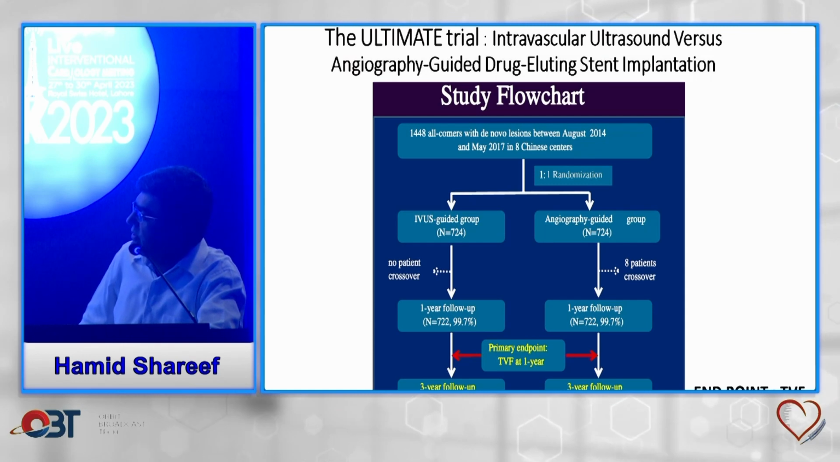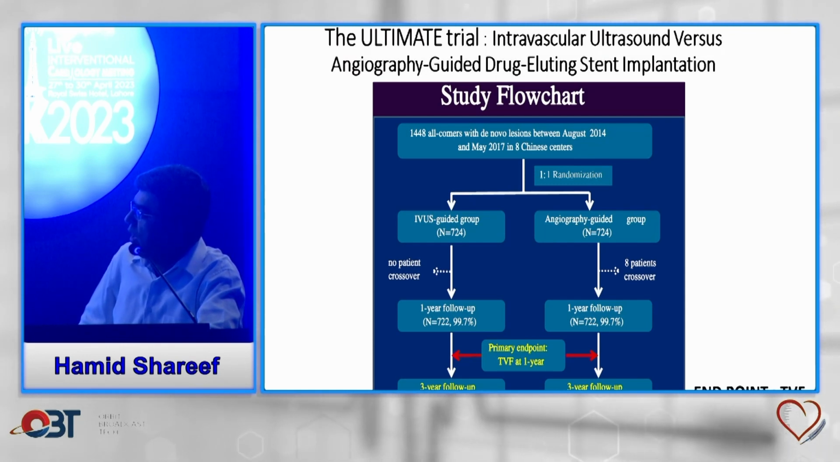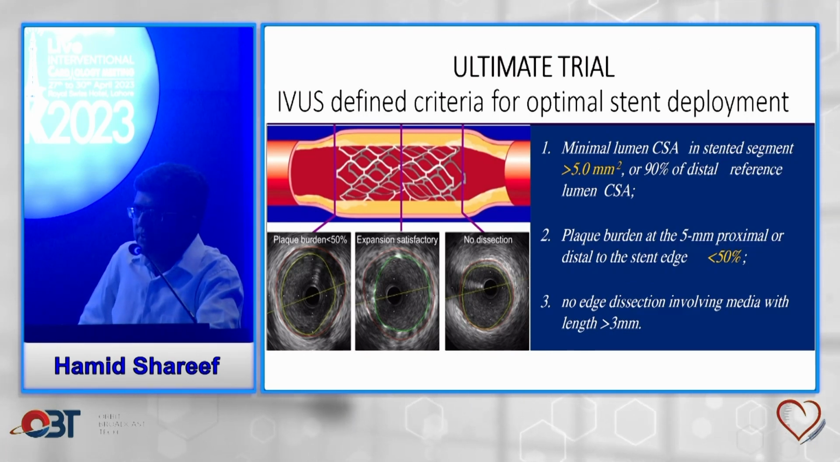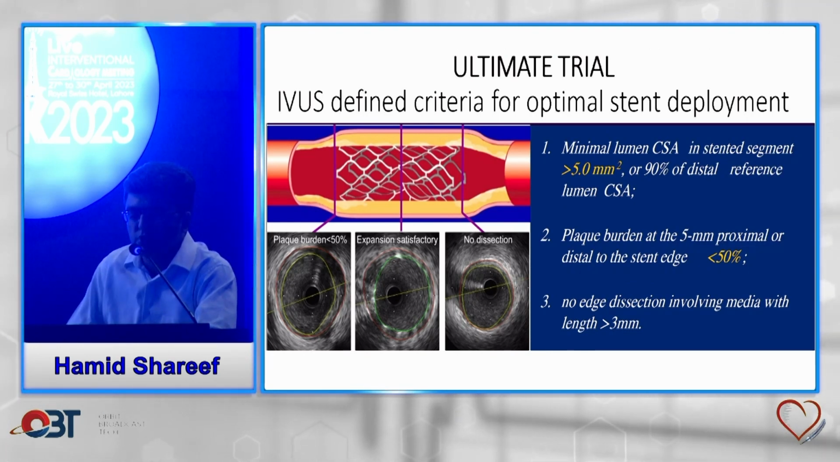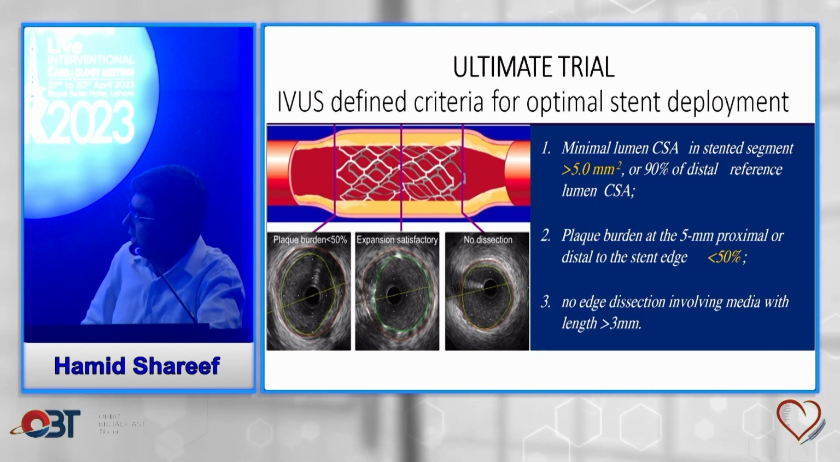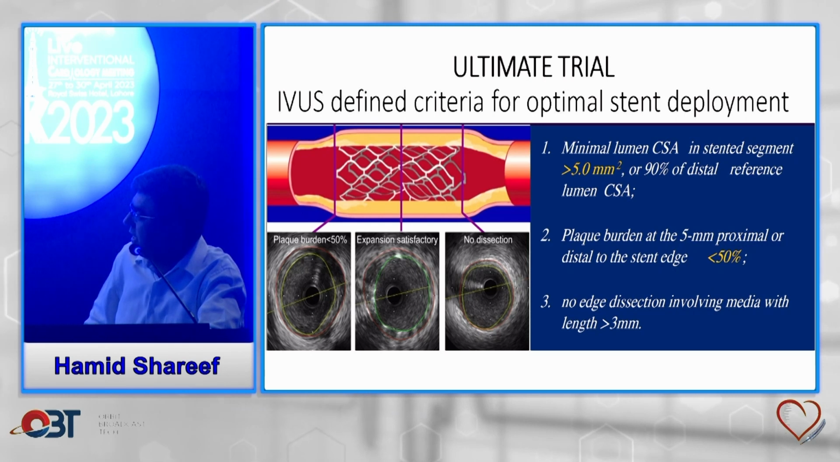Another trial, which is the ultimate trial, which randomized patients to IVUS-guided versus angiography-guided PCI. And this was the first trial in which a specific criteria was used. So I'll spend a minute on this slide just to make sure that you understand this.